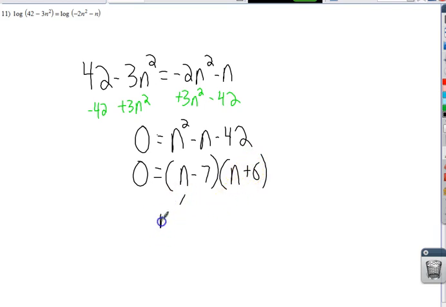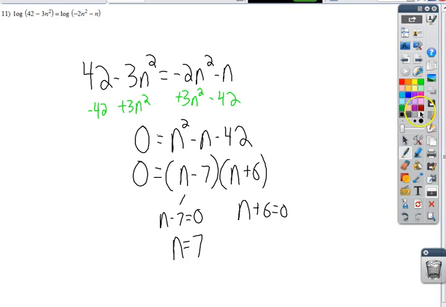Now, with all of these, I set each equal to 0, and I solve. N equals 7. All right, let's put 7 in here and see what happens. 7 squared is 49. 49 times negative 2, negative 98? Negative 98 minus 7, oh, negative 105? Ugh, no, not okay. Negative inside of the log can't happen. We've been over that.